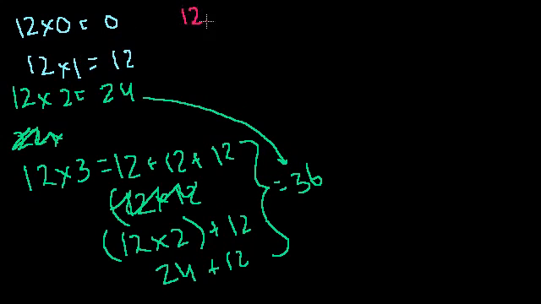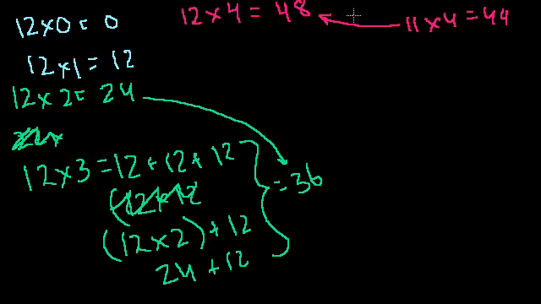12 times 4 is equal to 48. And there's a lot of ways you could think about it. You could say 11 times 4 is 44. Right? 11 times 4 is equal to 44. And you go up by one more 4, so you get to 12 times 4. Or you could say 12 times 3 is 36, and you can add 12 to it to get to 48. Either way works. And that's because we can multiply in either direction.